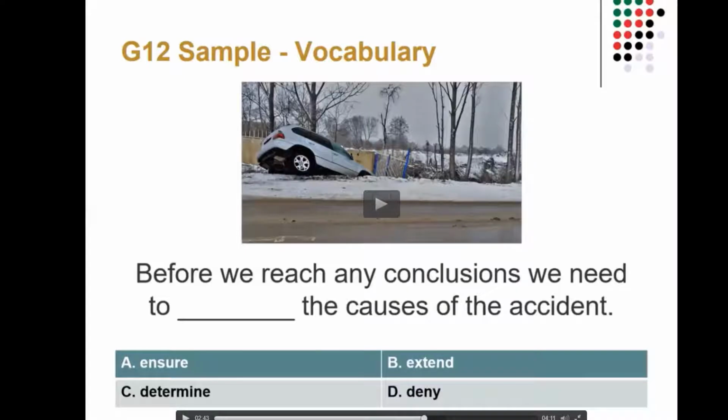What do you mean to decide about the causes? Decide about the causes means what? Another word for the meaning of decide. We need to decide on the causes of the accident. It means identify, to find out, to know. Which one means to know, to decide on? Extend means to make something longer, to extend the time.